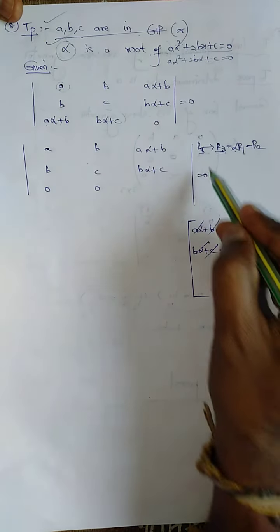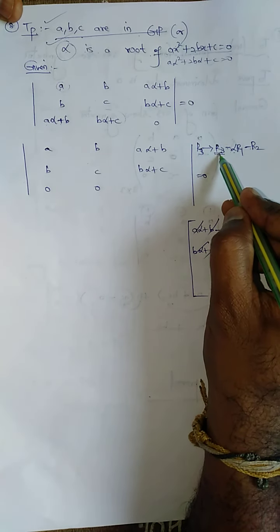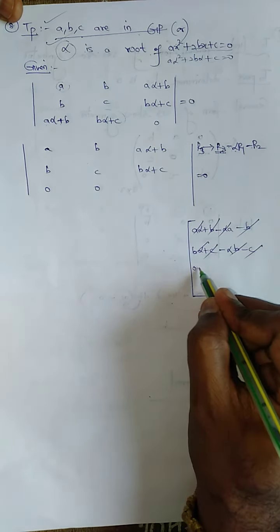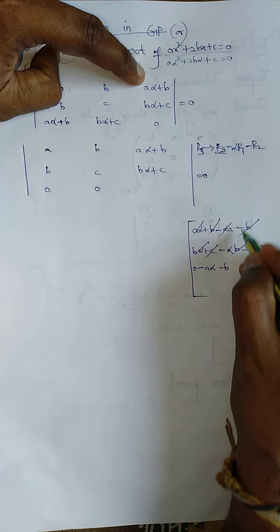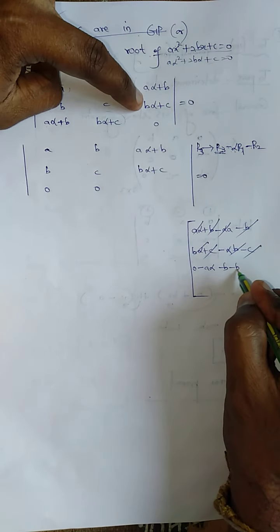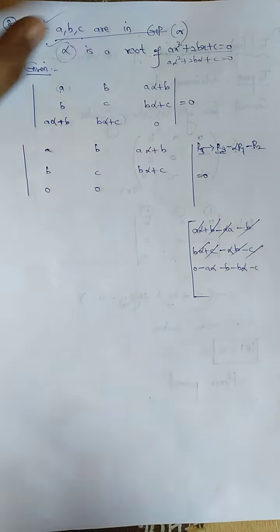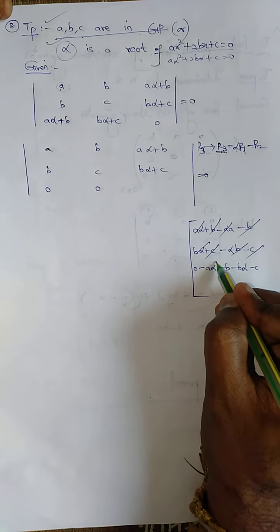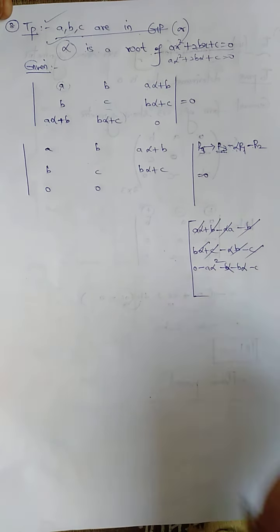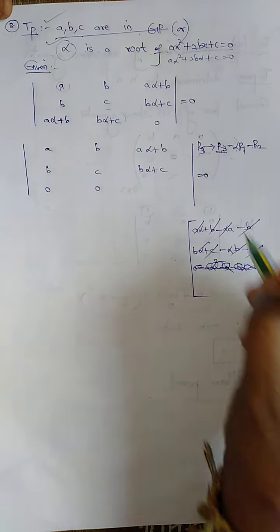So this one, R3 tends to R3. What is R3 here? 0. 0 minus alpha R1, so minus A alpha minus B. Next minus R2, minus B alpha minus C. You can listen, I think so. That is minus alpha into, oh, I forgot alpha. So it becomes minus alpha square, that is minus B alpha. I will write it once again here, no problem.